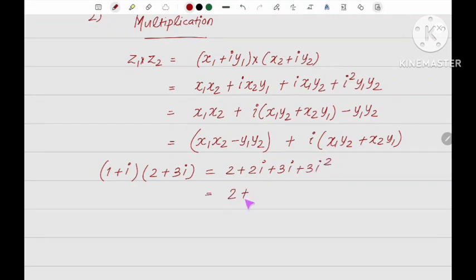So this becomes 2i plus 3i, which is 5i. And minus i square is minus 1, so this becomes minus 3. Ultimately it becomes minus 1 plus 5i, right? So addition of two complex numbers is a complex number. If you subtract one complex number from another, you get a complex number. If you multiply two complex numbers, then also you get a complex number.